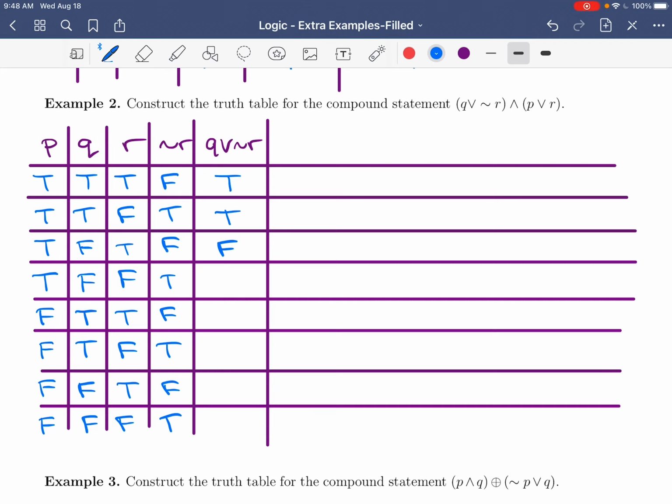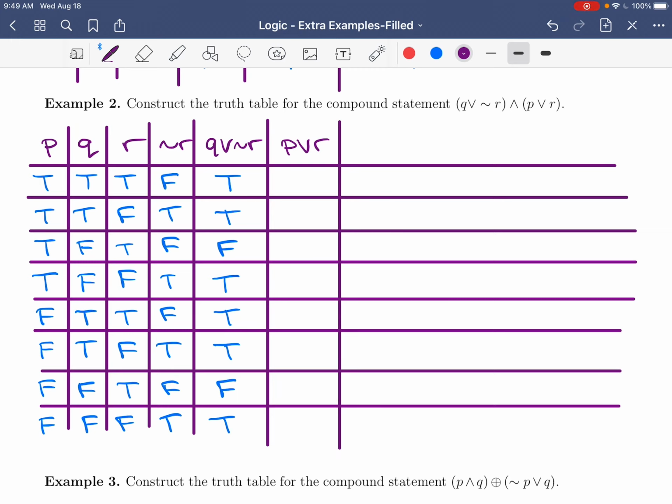In row 4, not R is true. In row 5, Q is true. And then they're both true, and then they're both false again. And then here, not R is true. Okay, so that's that one. And then we could do P or R. So that's the other side.